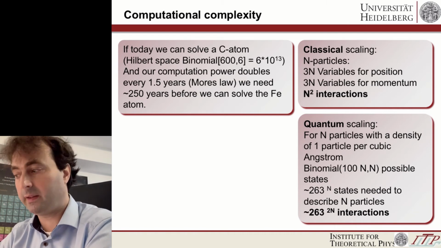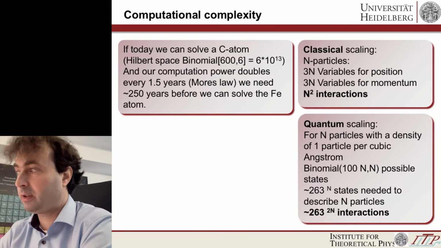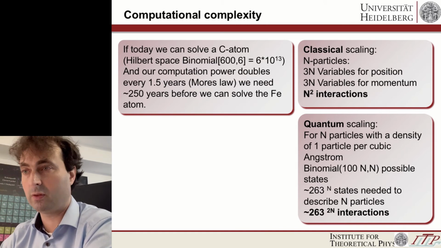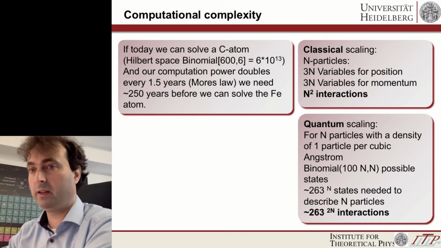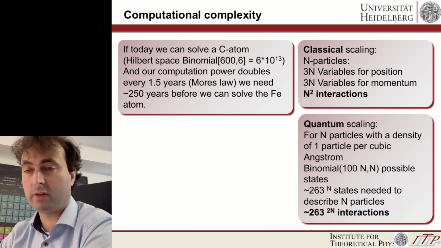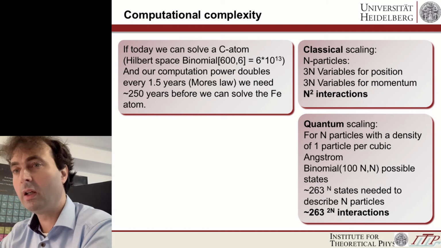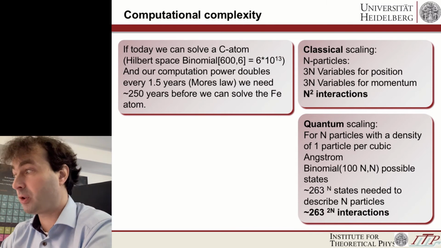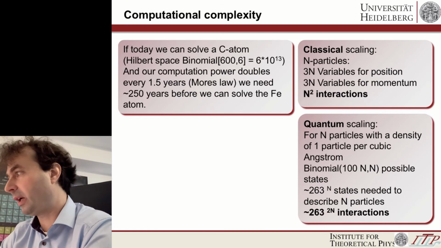Today, we can calculate in this fashion a carbon atom with good accuracy, which is then a Hilbert space of 600 over 6, something like 10 to the 13th. We have some symmetry, we have some hierarchy in the interactions, so that is doable. That is, you can bring that down to a 10 to the 9 by 10 to the 9 matrix in Hilbert space with several optimizations. Now, let's assume that our computation power doubles every year and a half, which is Moore's law. Then we need about 250 years to get to iron.